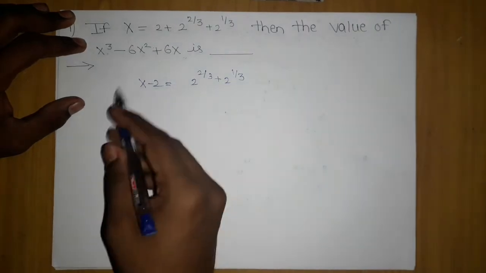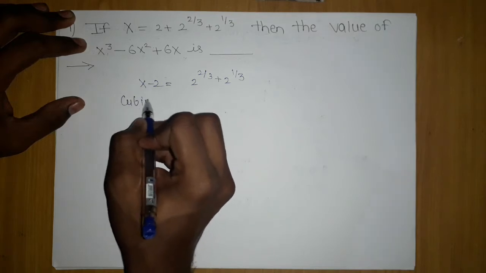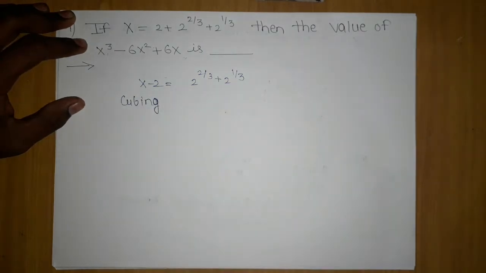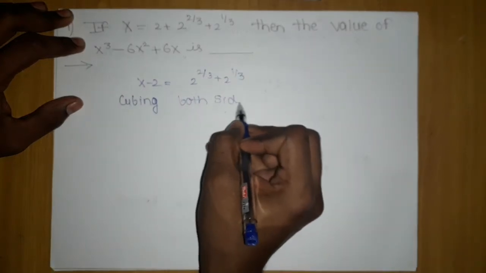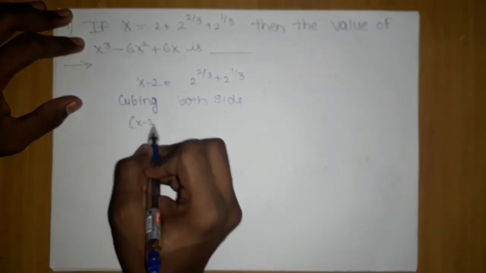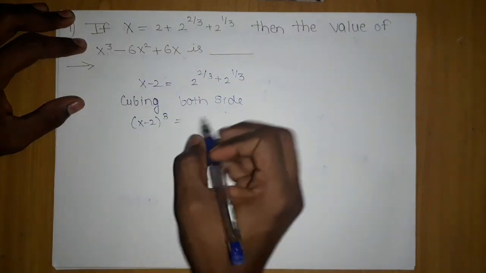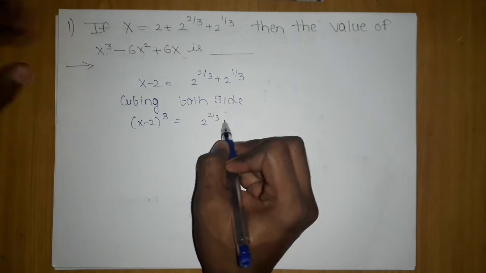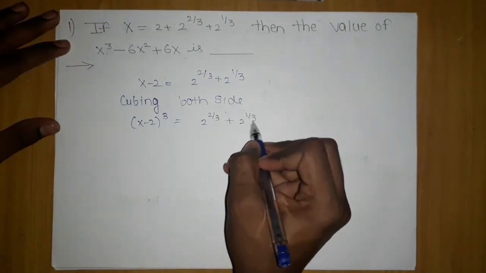Now what it gives us is a hint of cubing both sides. So cubing both sides. Let's cube both sides. When we cube, what are we getting? x minus 2 the whole cube should be equal to 2 to the power 2 by 3 plus 2 to the power 1 by 3, the whole cube.